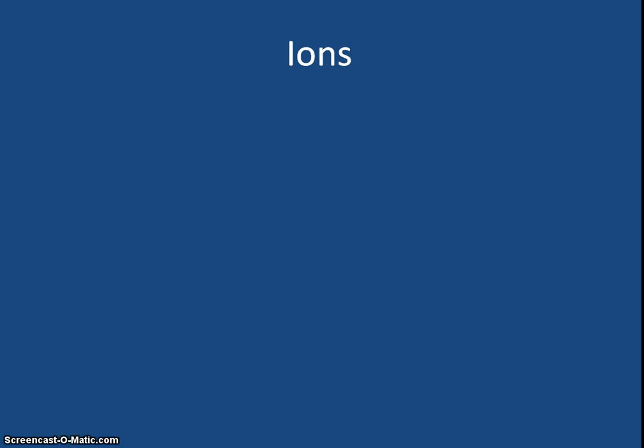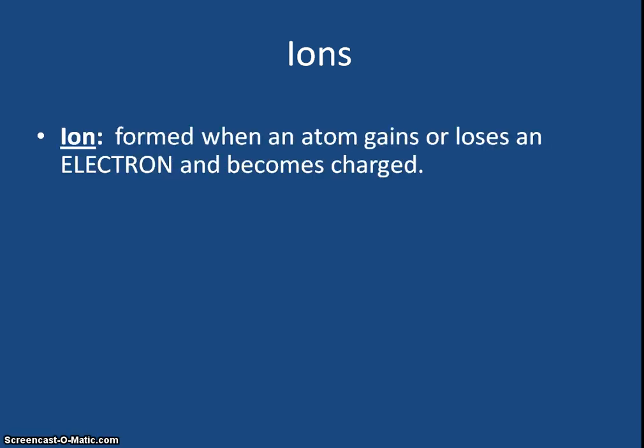The next vocabulary word is the word ion, and this is probably a new word to you, so you want to make sure that you star this one and make sure you understand what it means. An ion is formed when an atom gains or loses an electron and becomes charged.